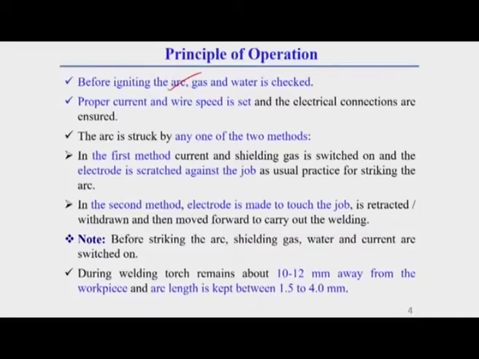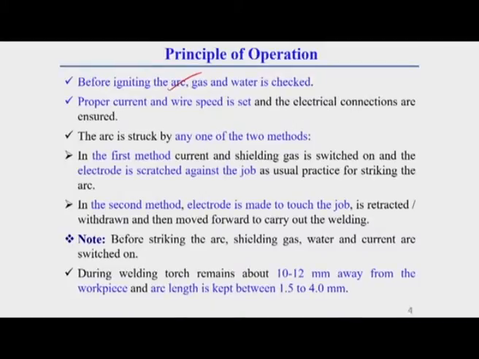What are the things we have to check? Whether there is sufficient inert gas or active gas in the gas cylinder or not. Then we have to set the current range and the welding speed in the power source, and then we have to check whether the electrical cable and everything is well connected or not. Then the arc is generally struck by any one of two methods.